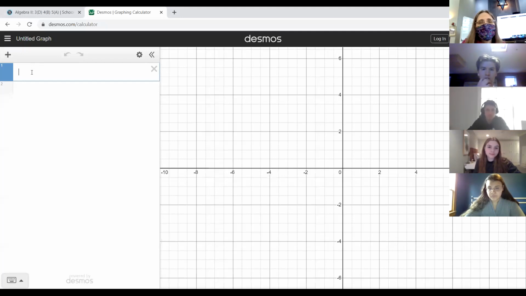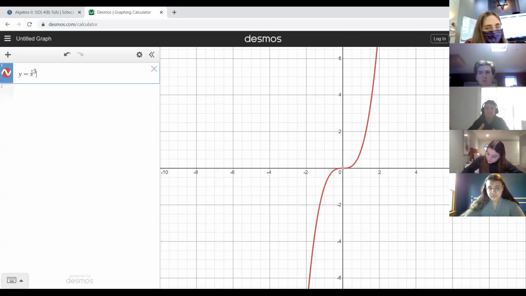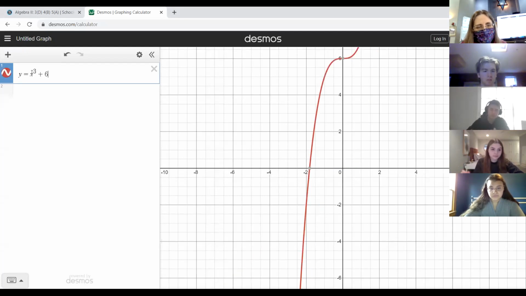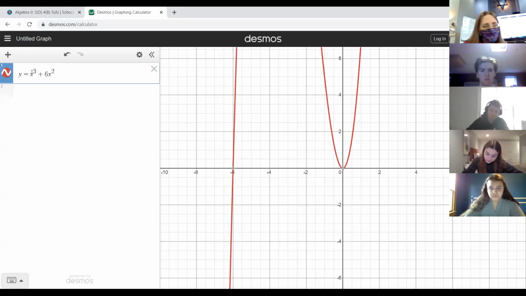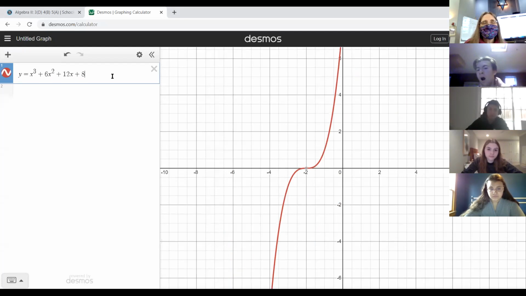I am just going to graph the part that's in parentheses after I factored out the x. So I went y equals x cubed plus 6x squared plus 12x plus 8. Well, looks like I've got one possibility, -2. It's the only one that looks like it works. Hooray. So let's take the part that's in parentheses.